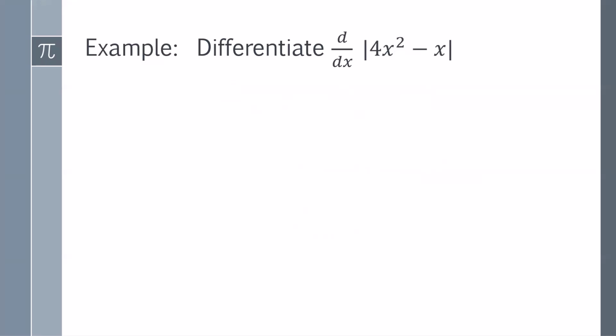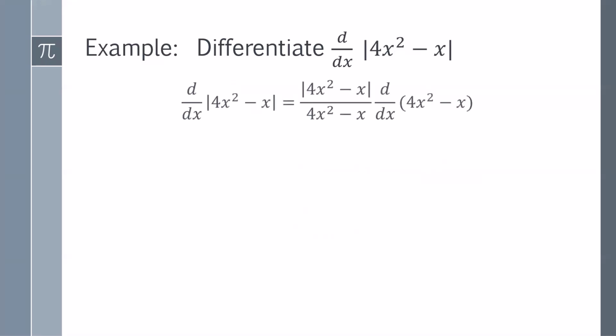Next, we want to differentiate the absolute value of 4x squared minus x. Here, the outside function is going to be the absolute value, and the inside function is going to be the 4x squared minus x. So as before, we're going to differentiate the outside function. So we get the absolute value of 4x squared minus x divided by 4x squared minus x times the derivative of the inside. The derivative of the inside is 8x minus 1.